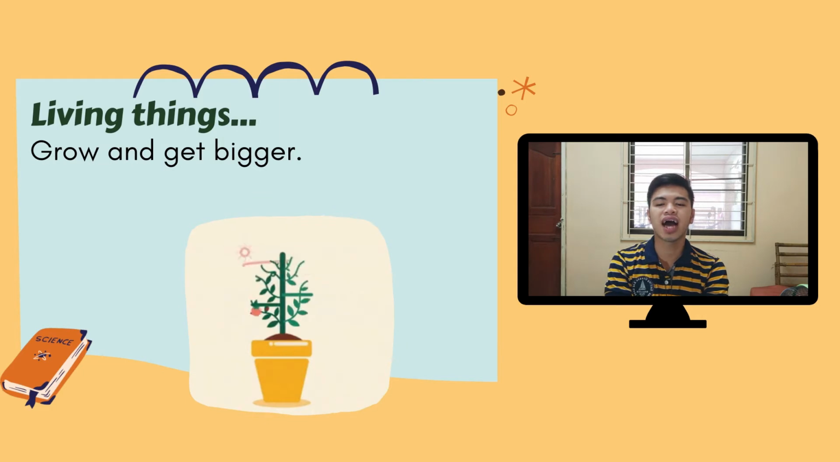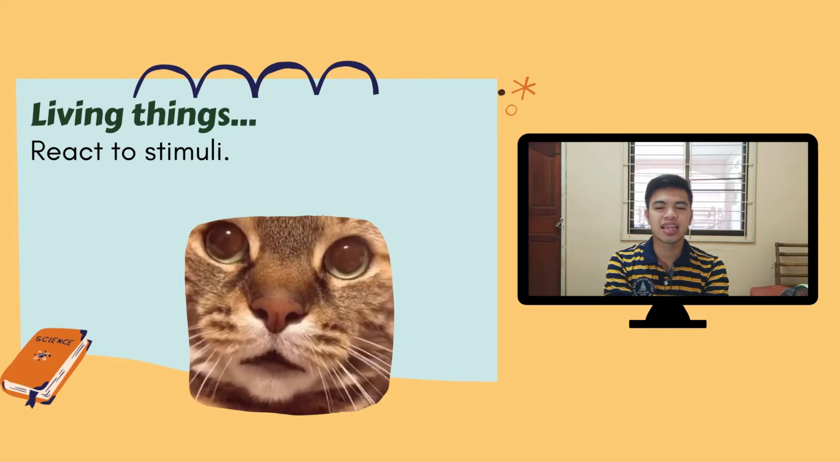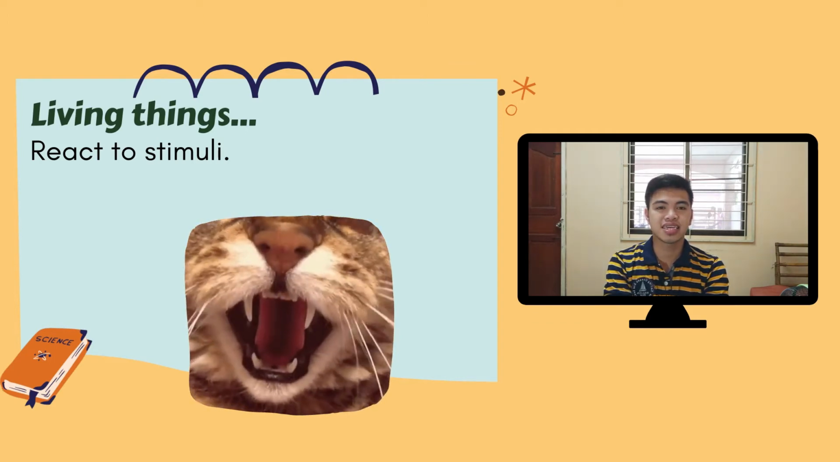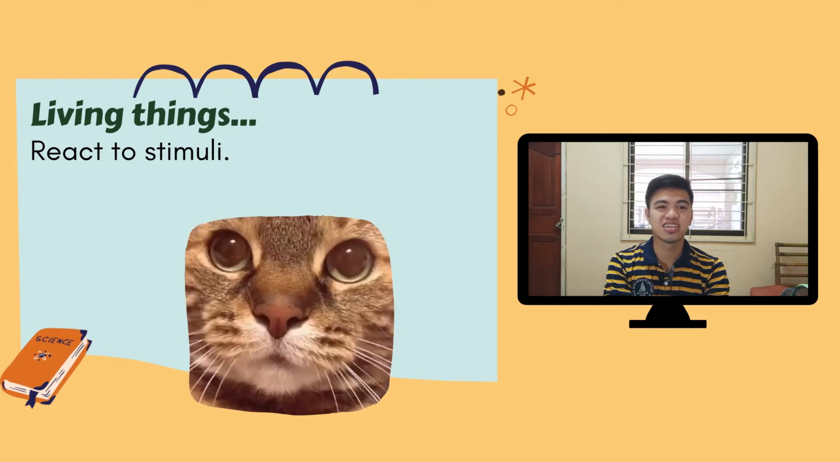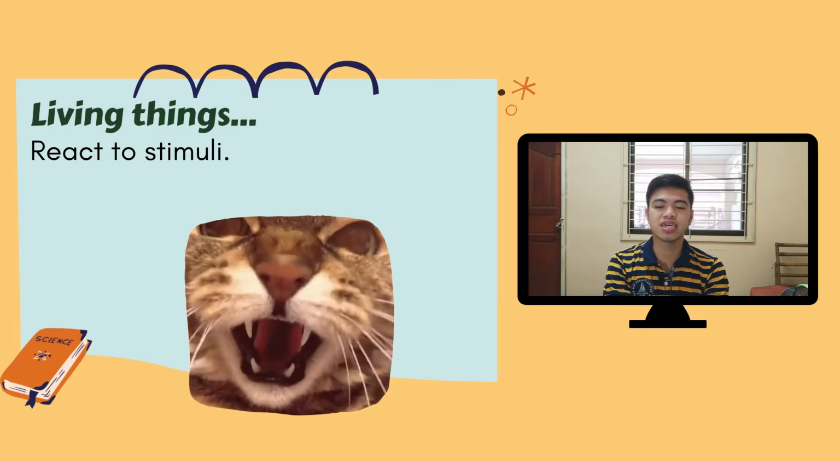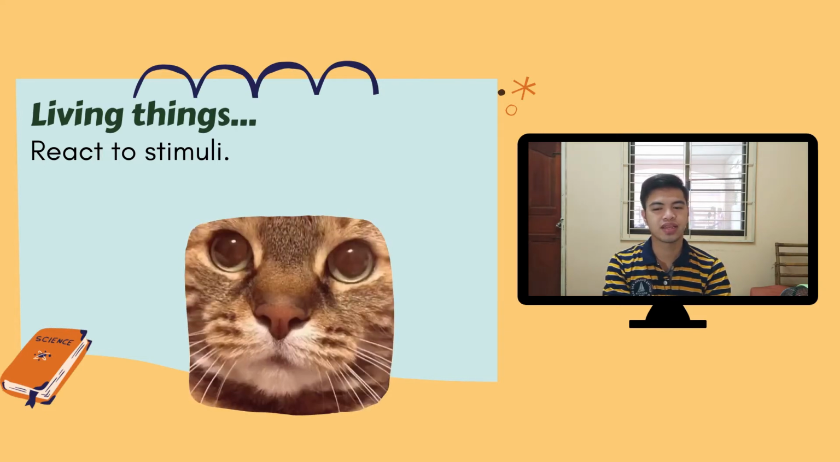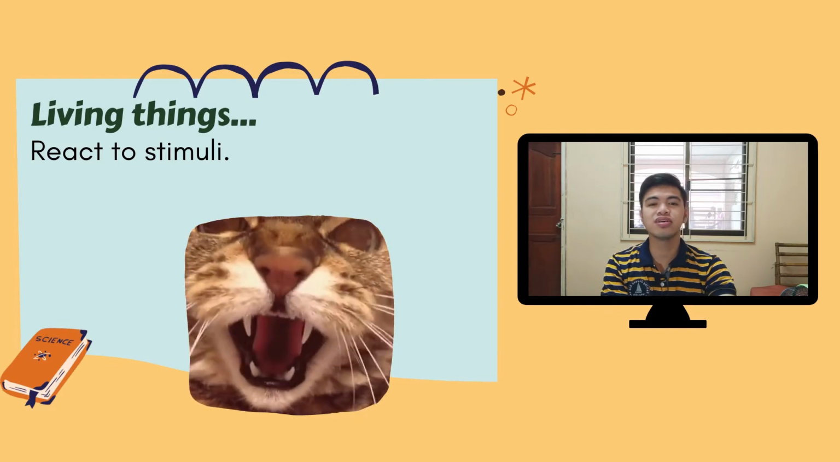For the next one, we have a clip of a plant that is becoming taller. So, what does it show? Living things grow and get bigger. As we can see here, the plant is getting taller, having leaves and flowers. For the next one, living things are reacting to stimuli. As we can see here, the cat is hissing. So maybe the dog is approaching it. Okay? So living things are reacting to stimuli.